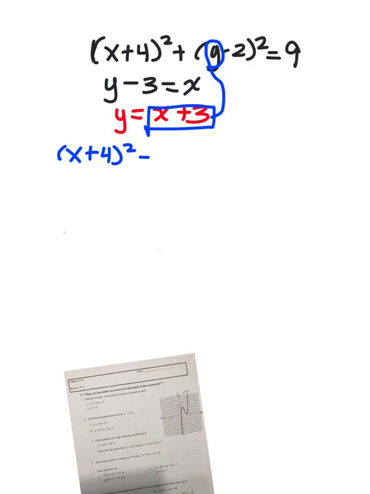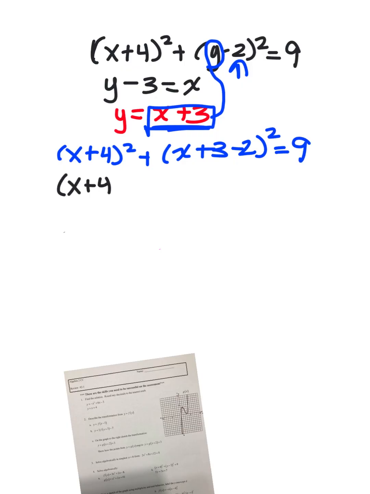Now, obviously, if something is easier to put in x equals form, then you could put it in x equals form, then you just plug it in for x. So I'm plugging this in for the y. X plus 3 is the y value, and then I have the minus 2 still squared equals 9. I'm going to clean up the parentheses. So we have x plus 4 squared plus x plus 1 squared equals 9. All right, so now I need to double distribute.